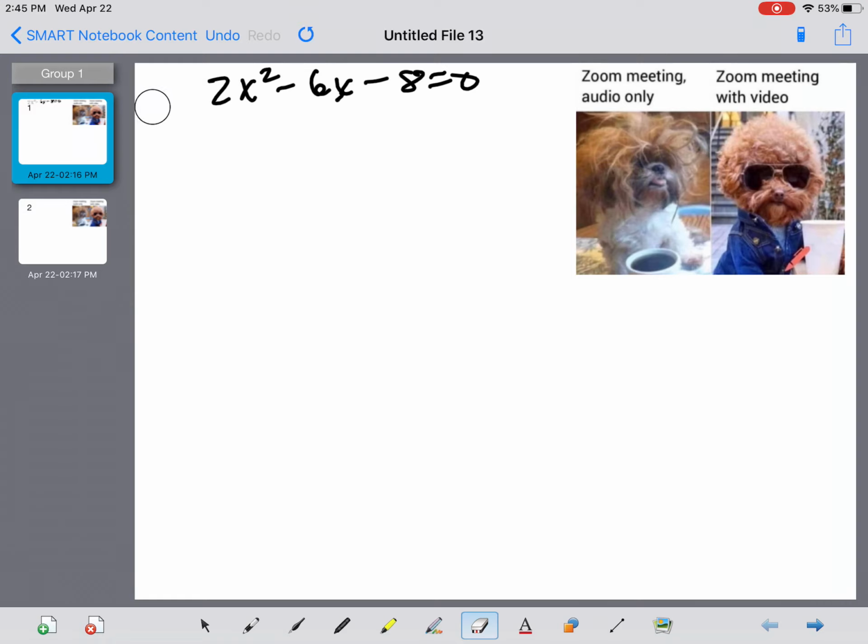This is an example problem. It is not on your worksheet. And then after I do this example, I'm going to do number 3 on your homework sheet. All right, don't forget your first rule of factoring is to take out what's in common.